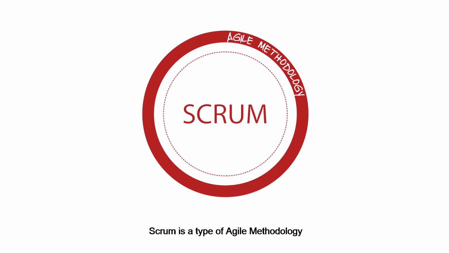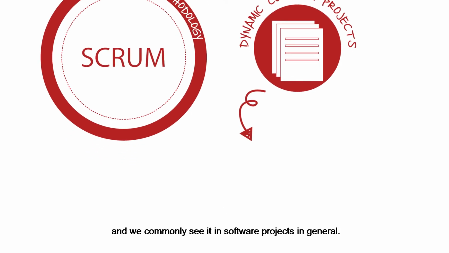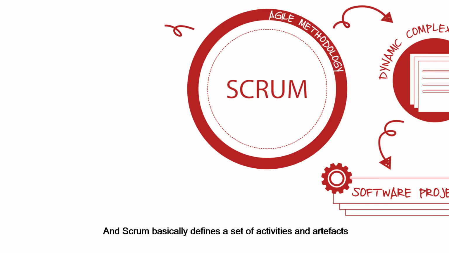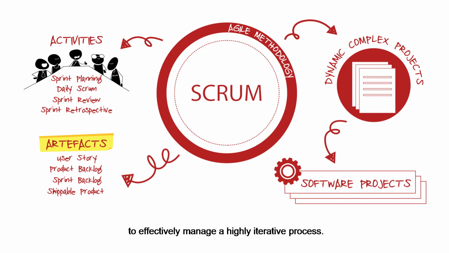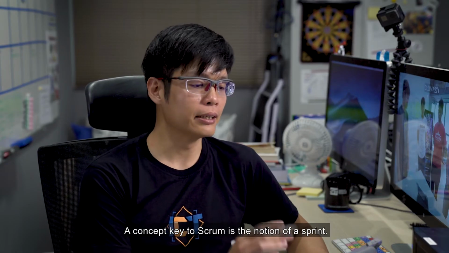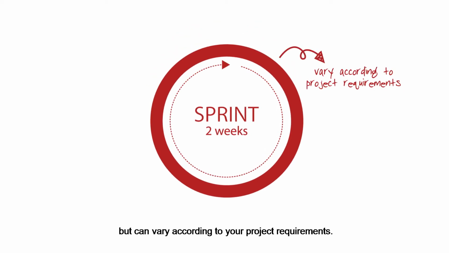Scrum is a type of agile methodology that is most commonly applied to dynamic, complex projects. And we commonly see it in software projects in general. And Scrum basically defines a set of activities and artifacts to effectively manage a highly iterative process. So a concept key to Scrum is the notion of a sprint, which normally lasts 2 weeks but can vary according to your project requirements.